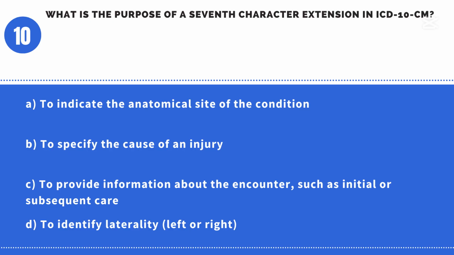Question 10. What is the purpose of a seventh character extension in ICD-10-CM? A. To indicate the anatomical site of the condition. B. To specify the cause of an injury. C. To provide information about the encounter, such as initial or subsequent care. D. To identify laterality, left or right.